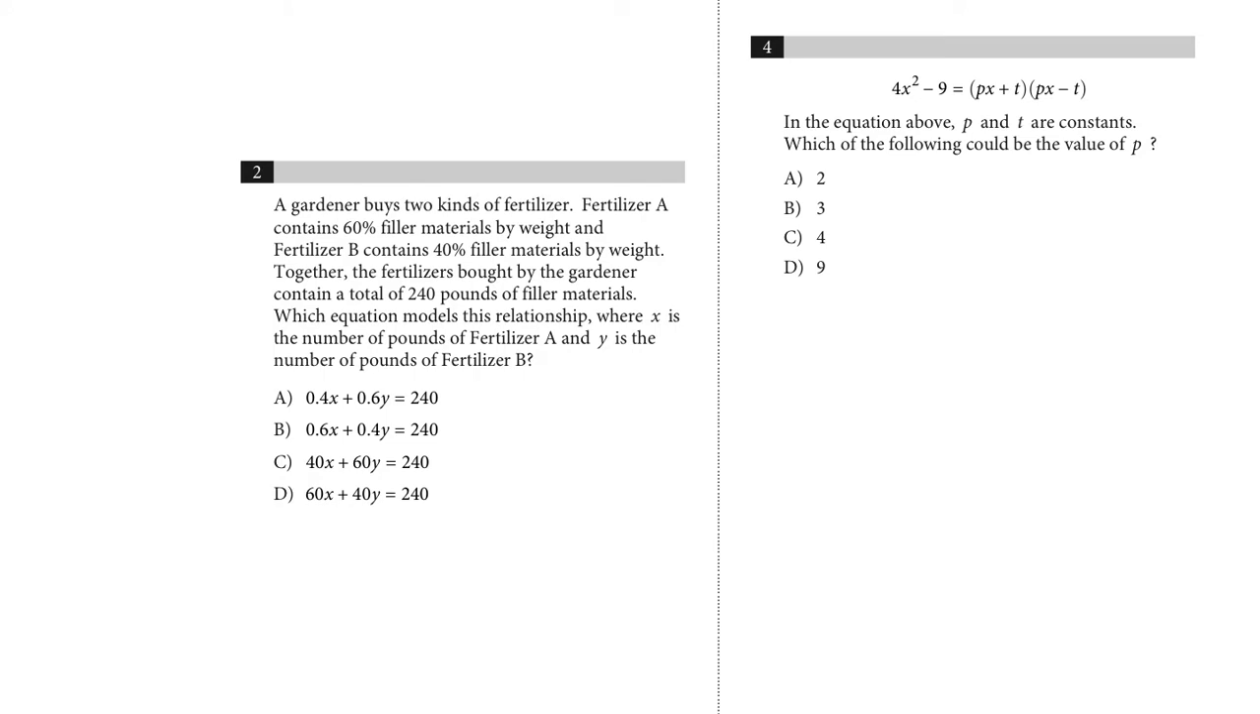A gardener buys two kinds of fertilizer. Fertilizer A contains 60% filler material by weight, and fertilizer B contains 40% filler material by weight. Together, the fertilizers bought by the gardener contain a total of 240 pounds. X is the number of pounds of fertilizer A, and Y is the number of pounds of B. So 60% of fertilizer A is filler material, so that would be 0.6x, which is this one.